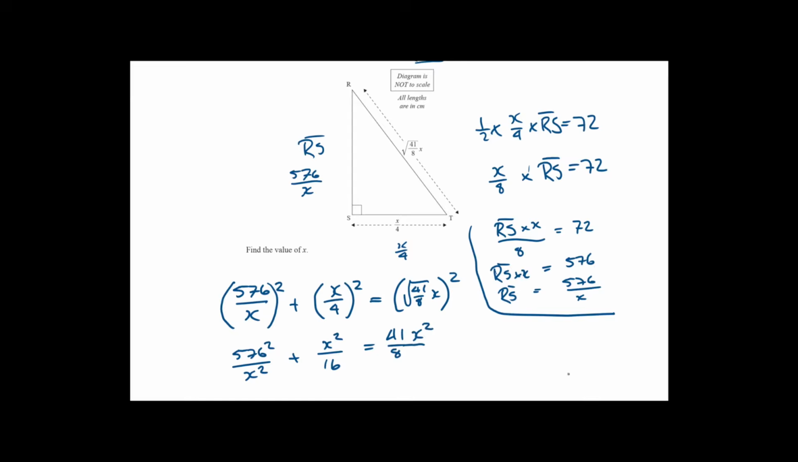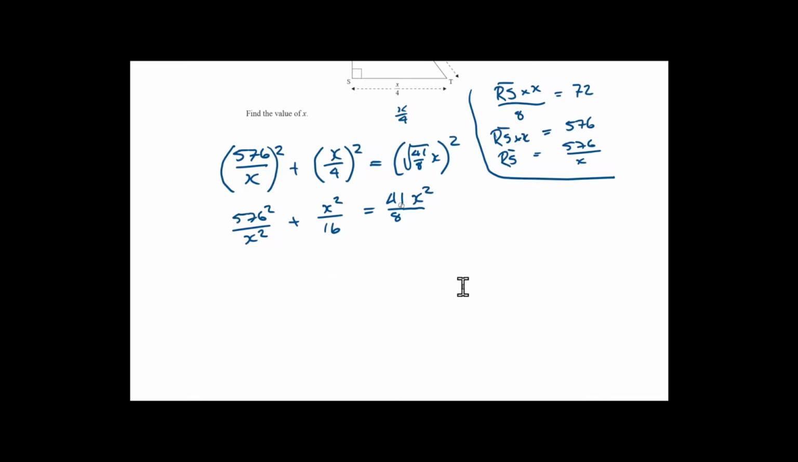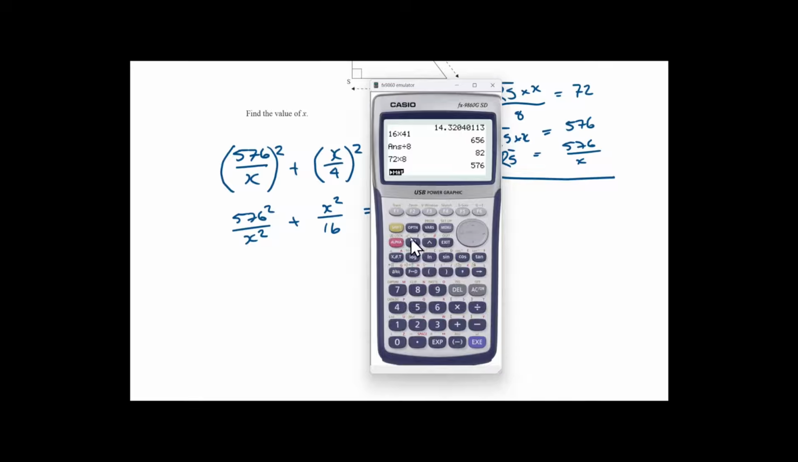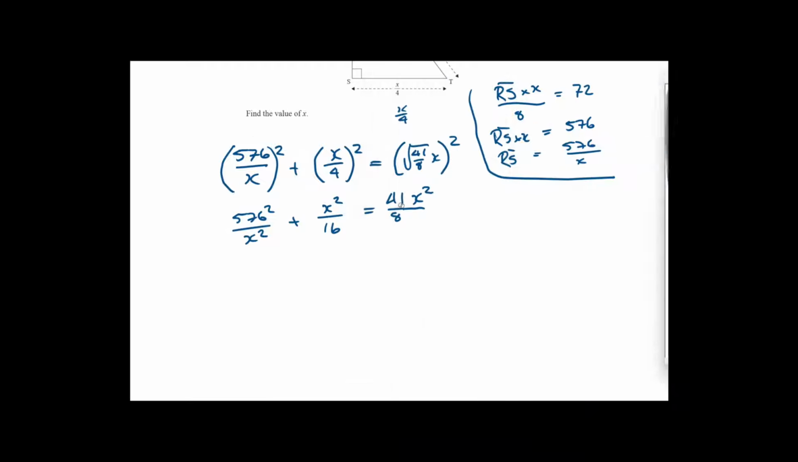Okay, now this 576 squared bit, let's find out what that is. So 576 squared is this huge number, 331,776. If you're American, that will probably mean a little bit to you.